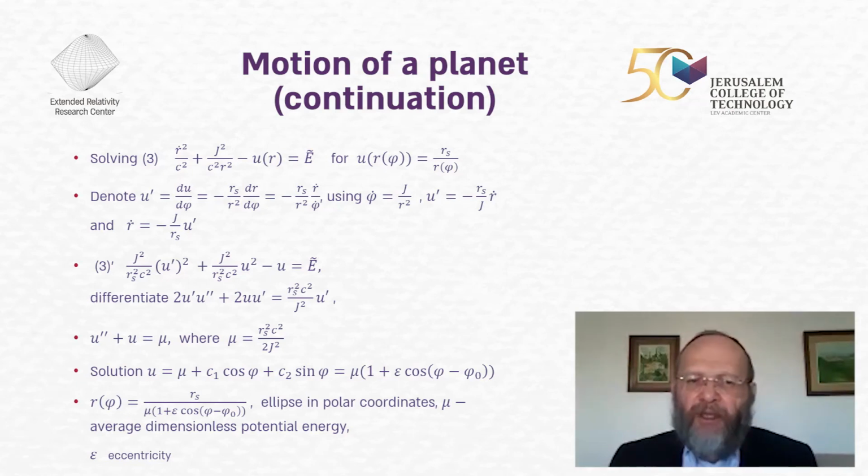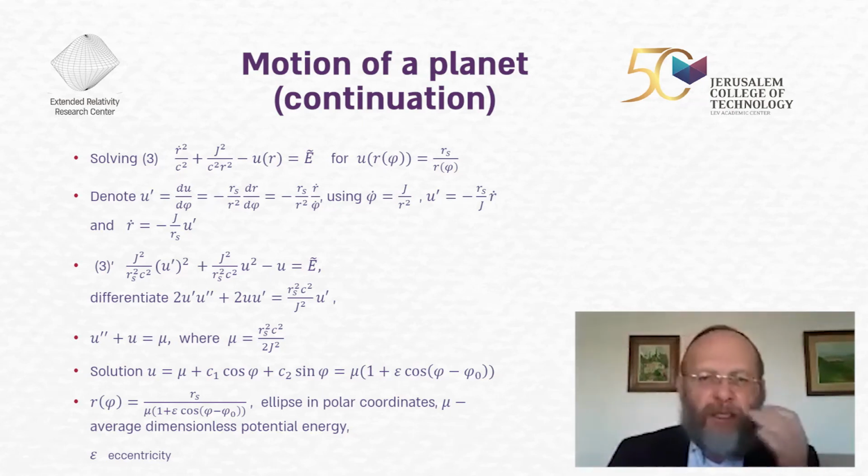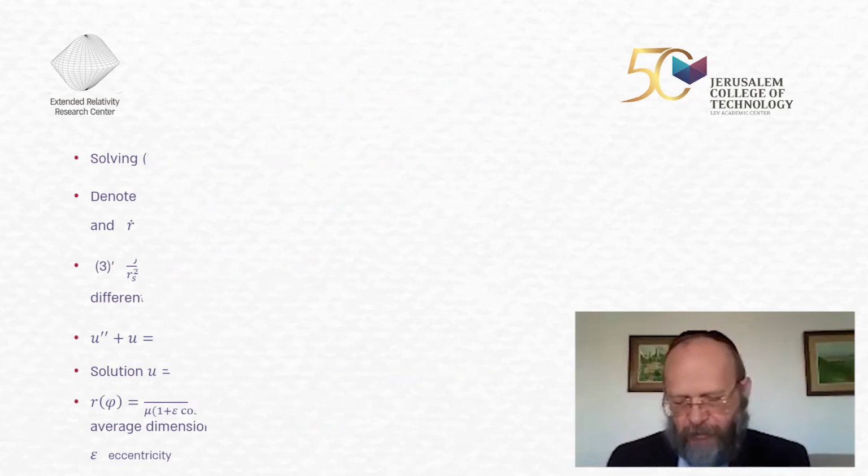And we know that it repeats itself in each period because we have cosine phi. Adding 2 pi, you come to the same distance. So the ellipse repeats itself, and that's exactly the classical solution for planetary motion. Do you have questions? If not, we'll go to the next model.